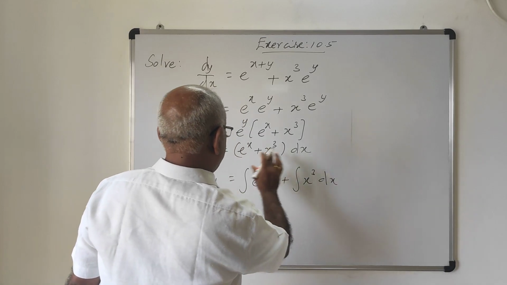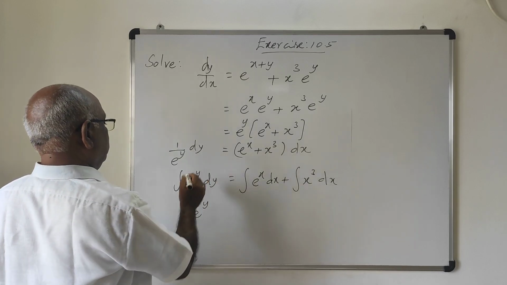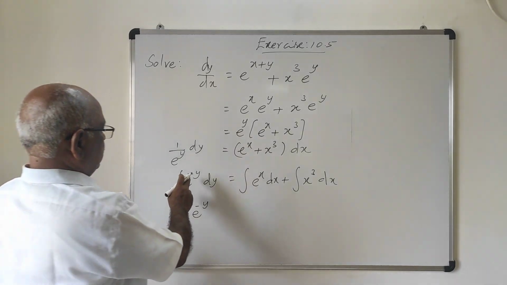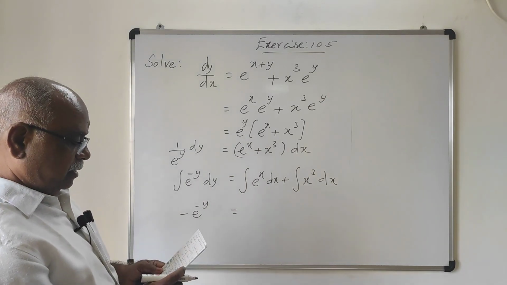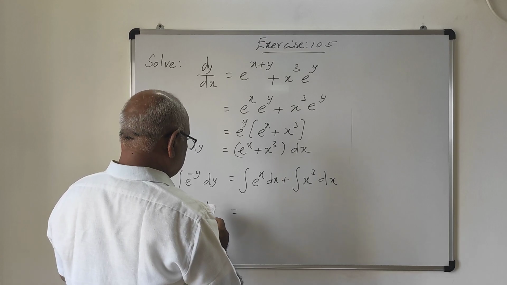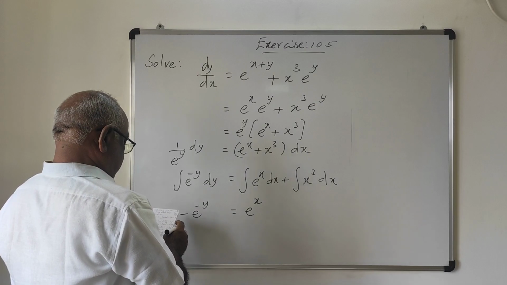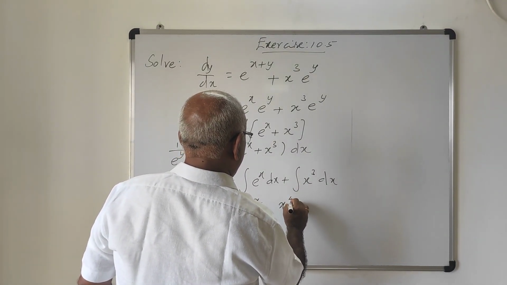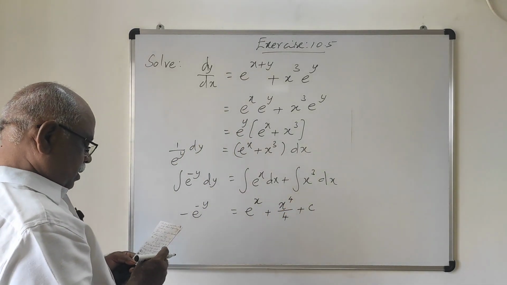You split this into two integrals. The integral of e power minus y is minus e power minus y, because if the exponent has a minus sign, you will get a minus term in the answer after integration. And here, the integration of e power x is e power x, plus the integral of x cube is x power 4 by 4 by the integration rule, plus c.